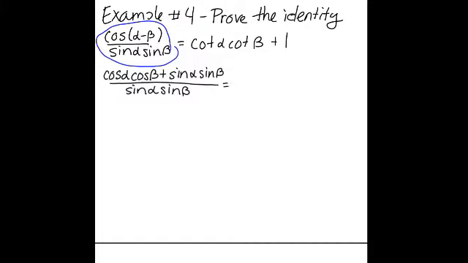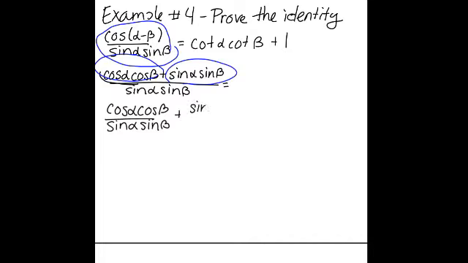Now I'm going to use something that's like going back to elementary school. You can write each of these parts over their own denominator. So it'll be cosine alpha cosine beta over sine alpha sine beta plus the second part, sine alpha sine beta over sine alpha sine beta. Well, I can already see that these will cancel out and become a 1. So now I have to work with this part.